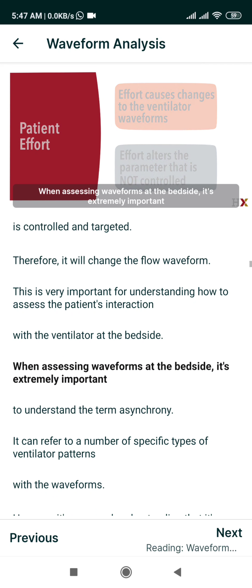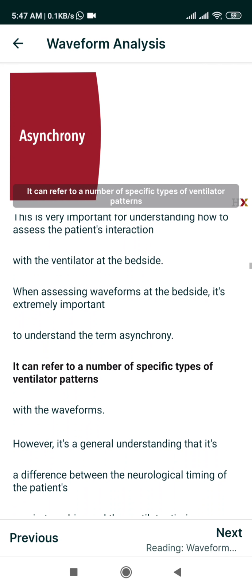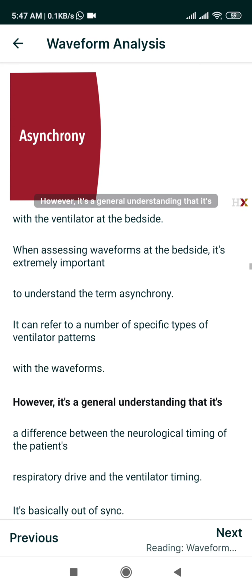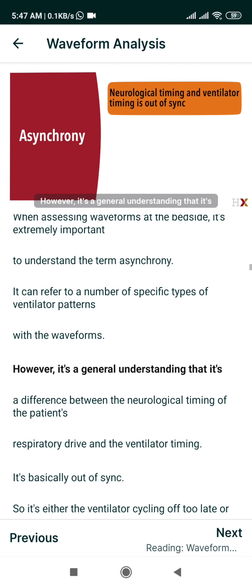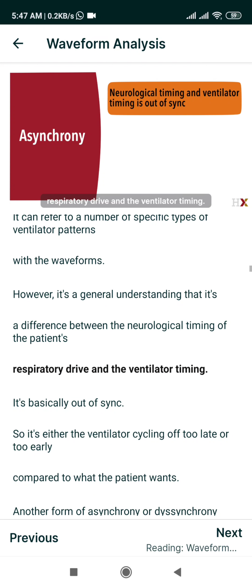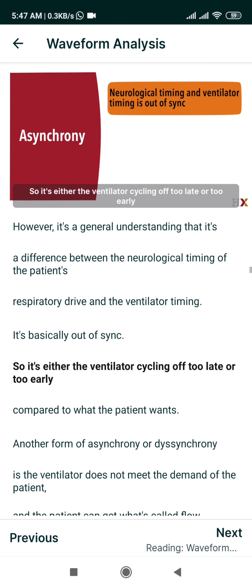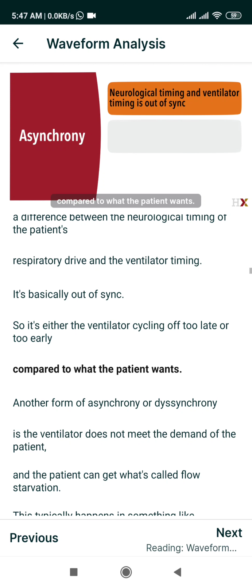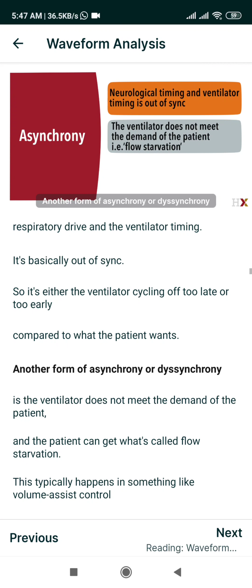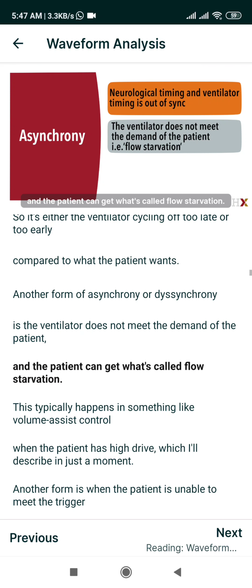When assessing waveforms at the bedside, it's extremely important to understand the term asynchrony. It can refer to a number of specific types of ventilator patterns with the waveforms. However, it's a general understanding that it's a difference between the neurological timing of the patient's respiratory drive and the ventilator timing. It's basically out of sync. So it's either the ventilator cycling off too late or too early compared to what the patient wants. Another form of asynchrony or dysynchrony is the ventilator does not meet the demand of the patient, and the patient can get what's called flow starvation.